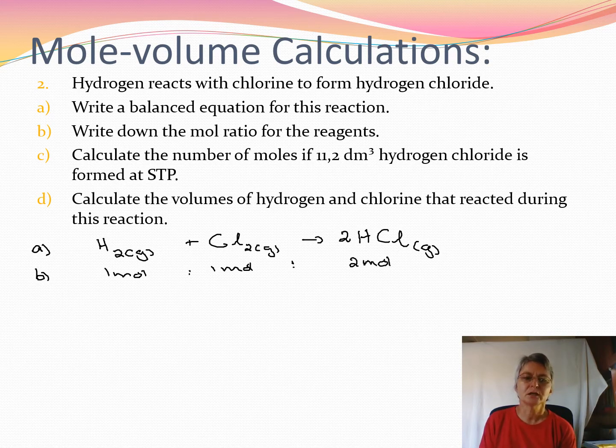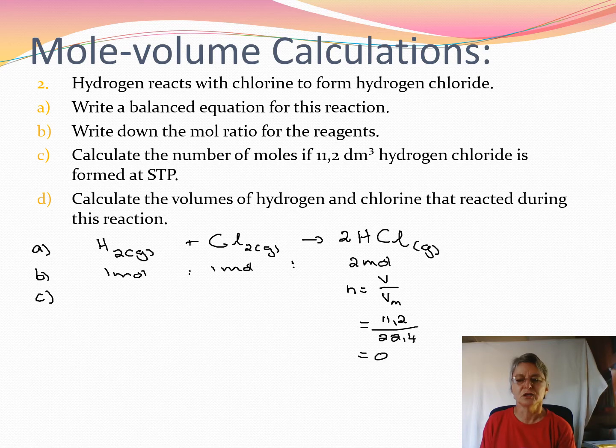C. Calculate the number of moles if 11.2 cubic decimeters of hydrogen chloride is formed. So C wants the number of moles if 11.2 cubic decimeters is formed at STP. So it is 11.2 divided by 22.4, and that gives 0.5 mole of hydrogen chloride formed.